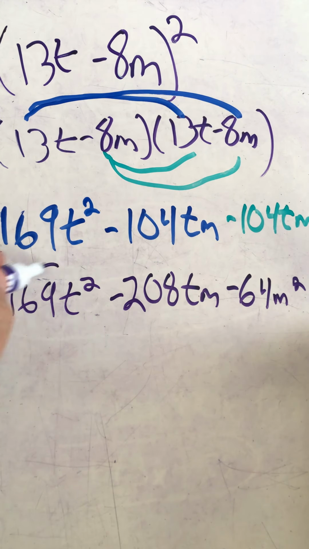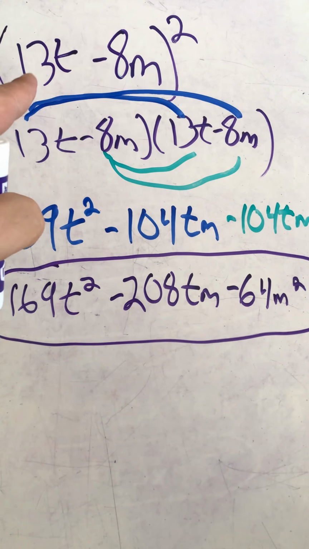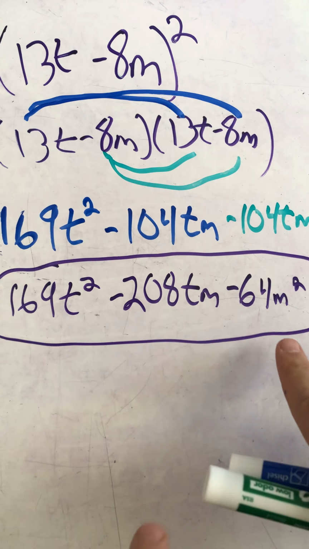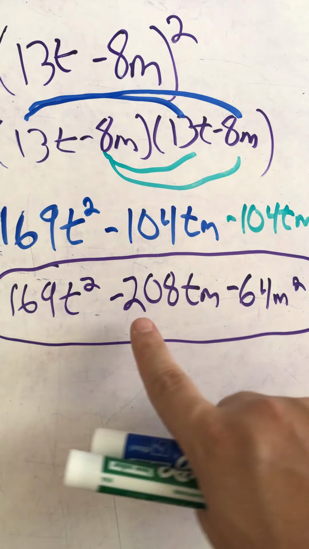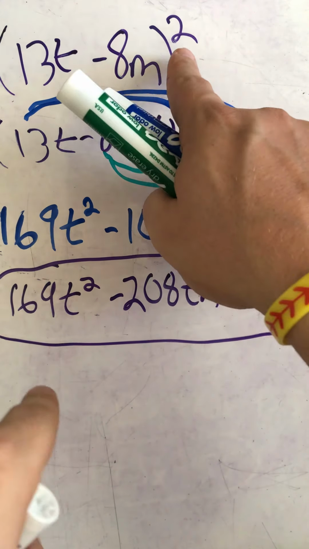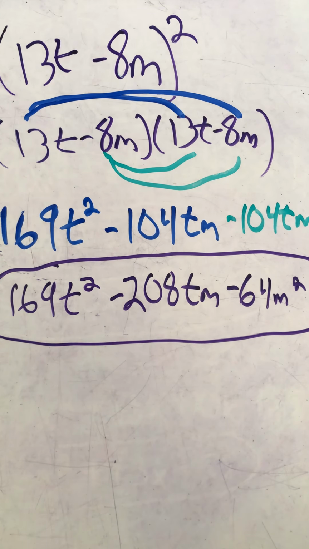Multiple variables, you got a squared. Yes, 13t squared is 169t squared. Negative 8m squared would be 64m squared. But this stuff in the middle would be what we would be missing. So make sure, if you have a squared, you write it out as two separate binomials and then distribute.